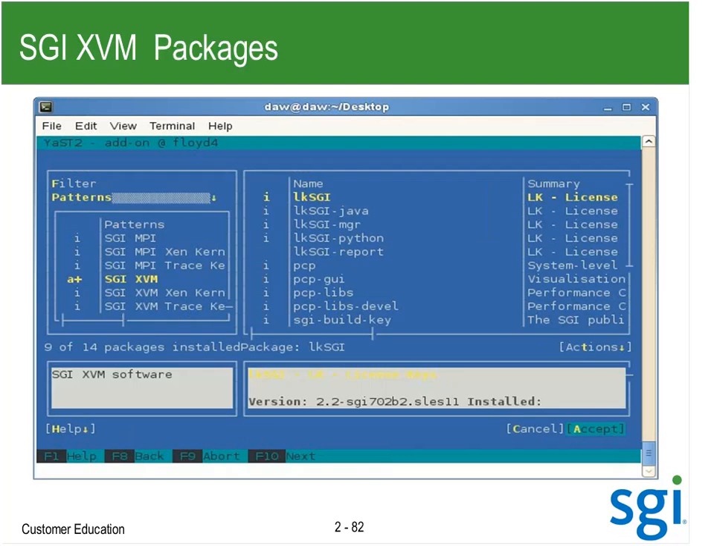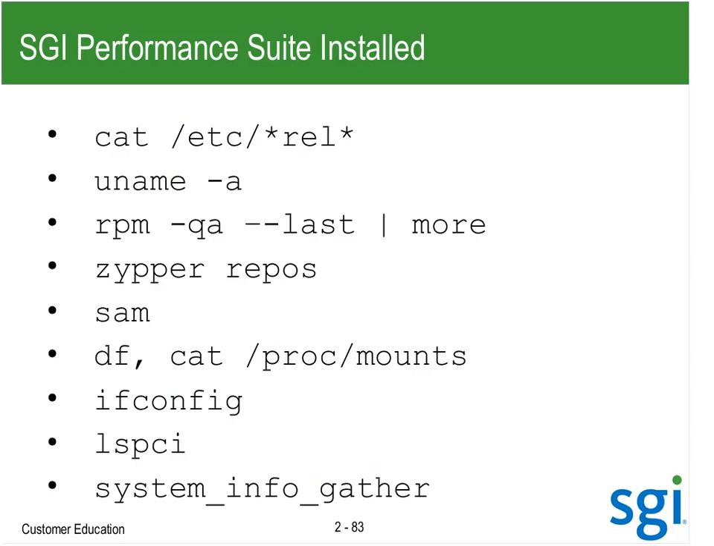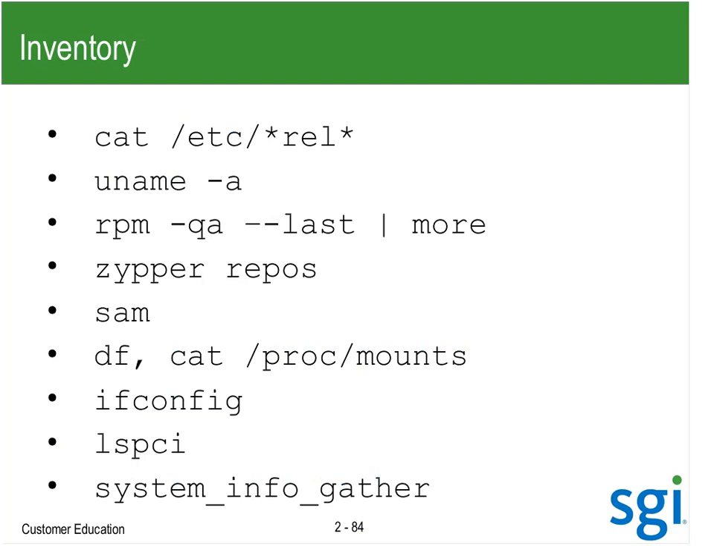So then we've got XVM. The lock stuff is gone now. So now I've got Foundation, MPI, Accelerate, the SDK, and XVM loaded. So when we're done then, inventory. The first thing really is to check the release level. If I'm Red Hat, by the way, that'll pick up a little bit too much. So nowadays I actually spell out release.